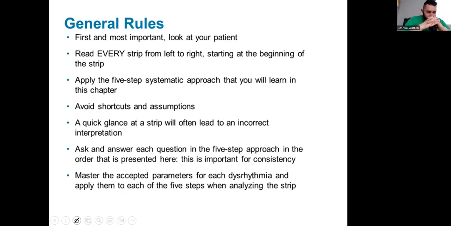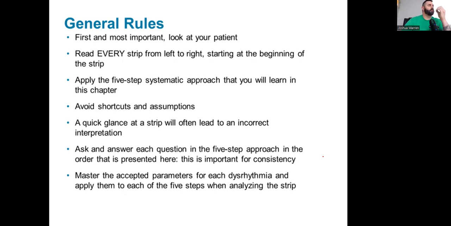And then the most important one is to master the accepted parameters for each dysrhythmia and then apply all the steps. Because as you apply the steps, you get a rate. Rate gives me inclusion, exclusion criteria. If it's over 100, I can exclude any kind of bradyarrhythmia, right? If it's irregular, that excludes any kind of normal sinus thing, right? That means it's either going to be a PAC, PVC, PJC, an AFib, or something that would cause an irregularity of the complex arriving at the same time every time.